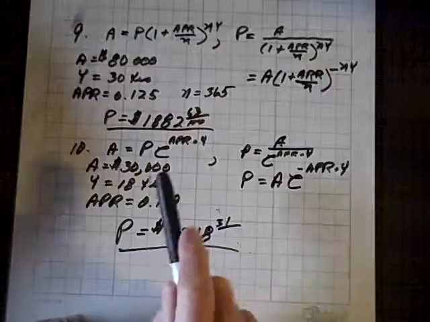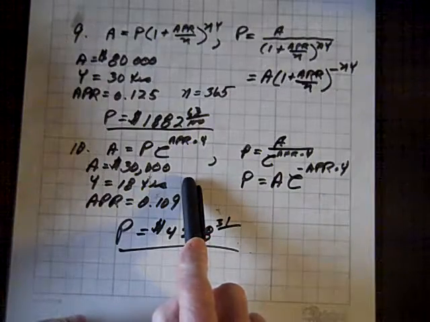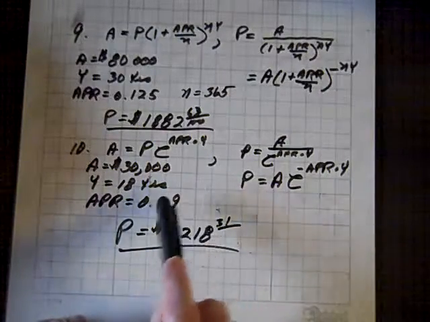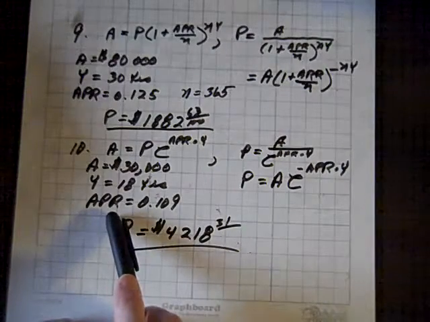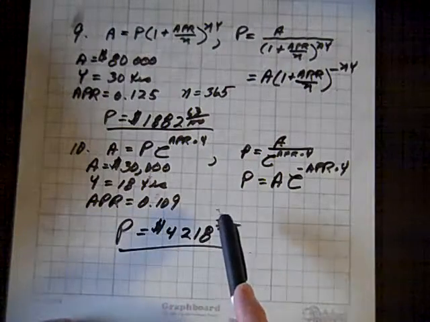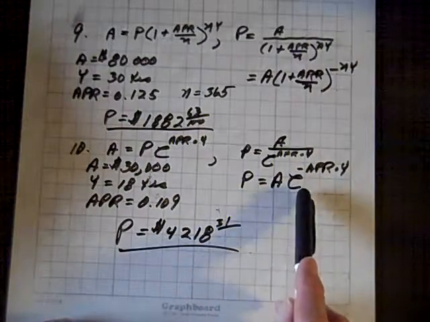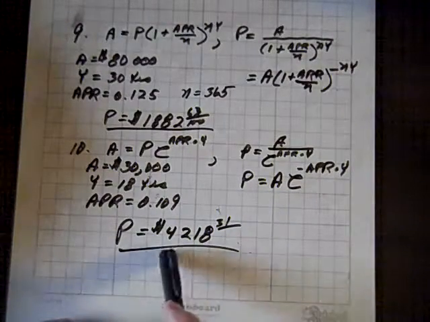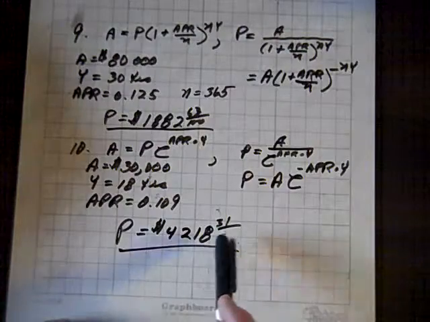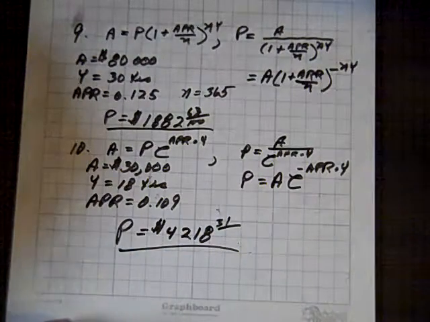Now, the amount is $30,000, the number of years is 18, and the annual percentage rate is 10.9%. When we install those values into our formula, we get $4,218.31. And we're done.